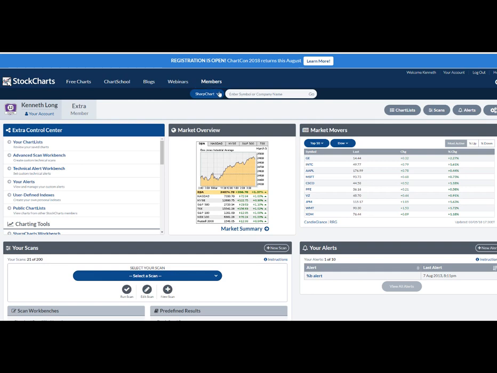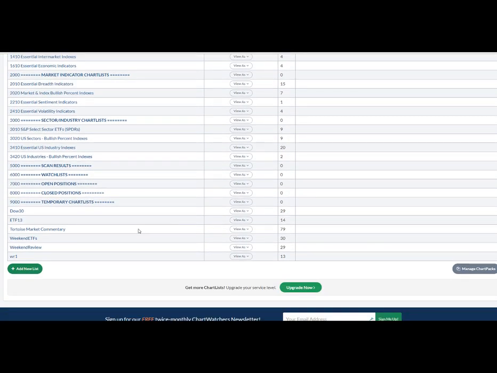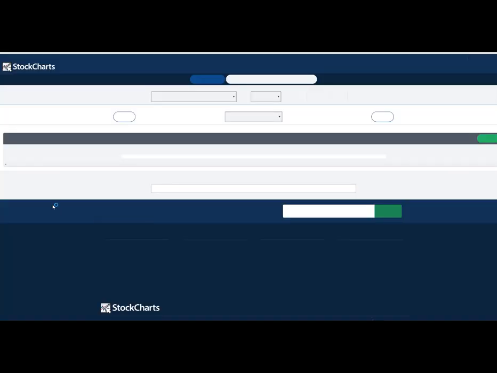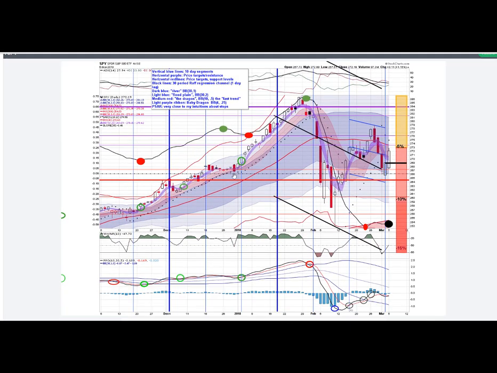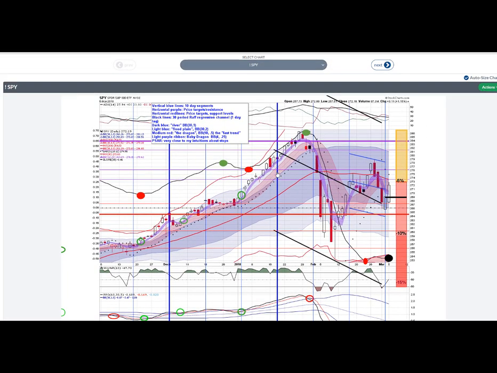All right, so we are at stock charts. So let's just navigate to the health check first, just to show you how this gets produced daily. These are some of my various other chart lists.